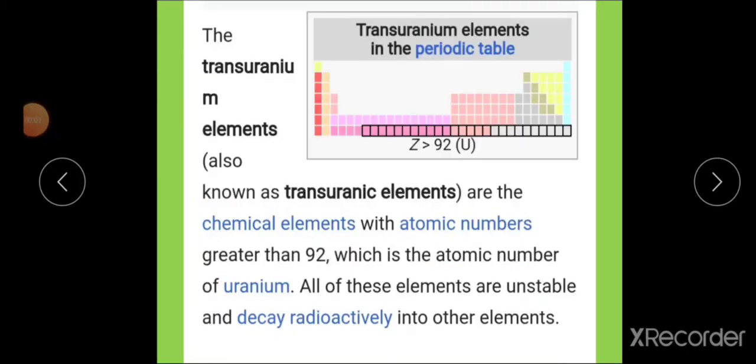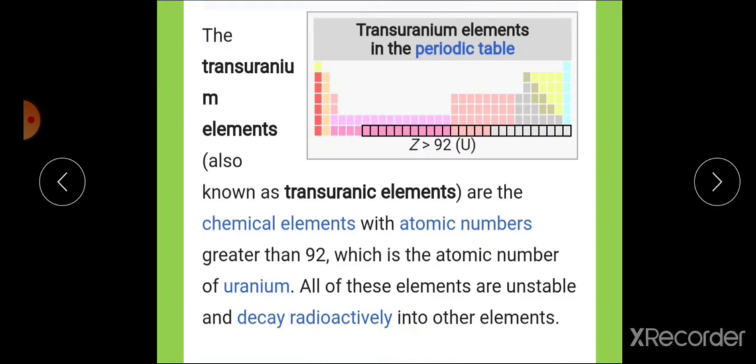Next is transuranic elements. In the actinide series, elements with atomic number greater than 92 are man-made and are called transuranic elements. They are artificially prepared elements from neptunium with atomic number 93 to lawrencium with atomic number 103.